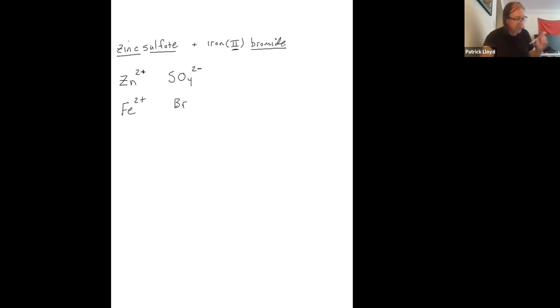Now, notice all I'm doing for this particular problem is writing down the formulas of the ions. I'm not worrying about whether there are 2 of them. Iron 2 bromide would actually be FeBr2. So if the question was, what's the formula of iron 2 bromide, that would have to have 2 bromides. But all I'm doing here is trying to figure out whether something precipitates. So all I need to do is figure out which ions are in there. And I wrote the second one right underneath the first one.